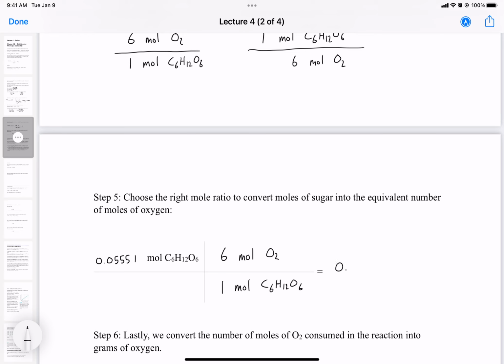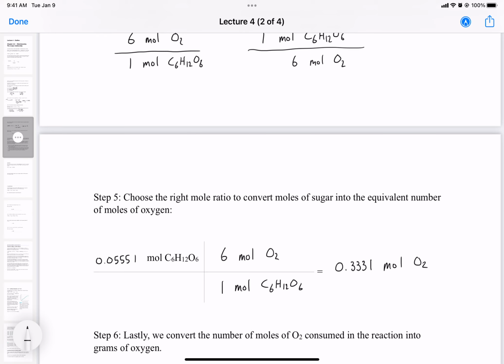And we multiply through, we get 0.3331 mole oxygen. And there we go. So that's how you would set up a typical stoichiometry problem.